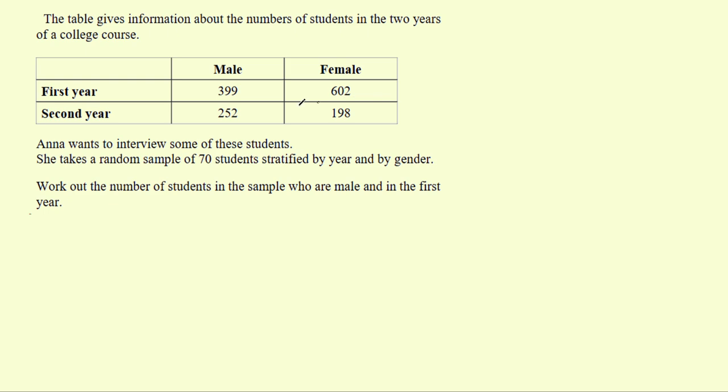Right, here we go. Another one. Give a pause and give it a go. The table gives information about the number of students in the 2 years of a college course. You want a sample of 70 stratified by year and gender.